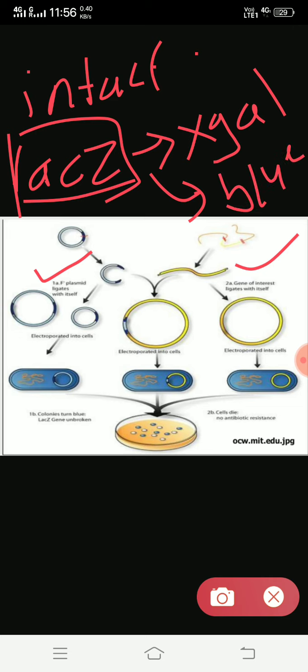And what about ampicillin resistance? Ampicillin resistance is what?